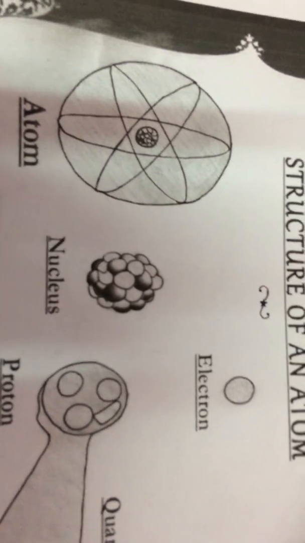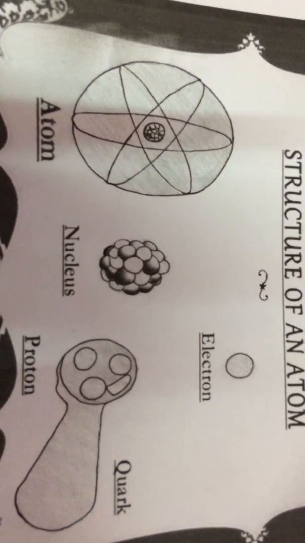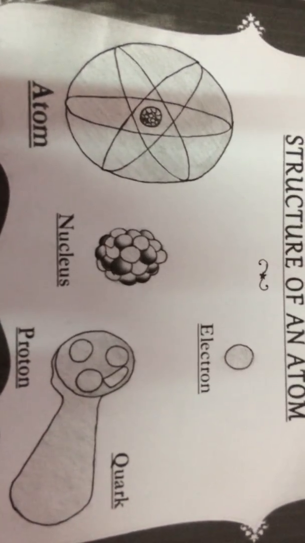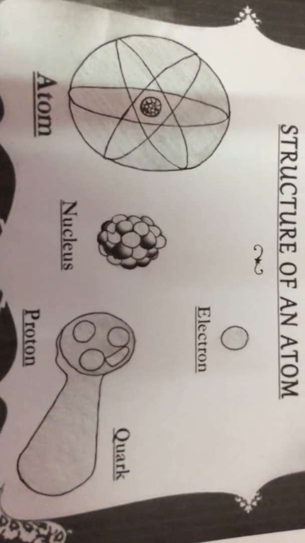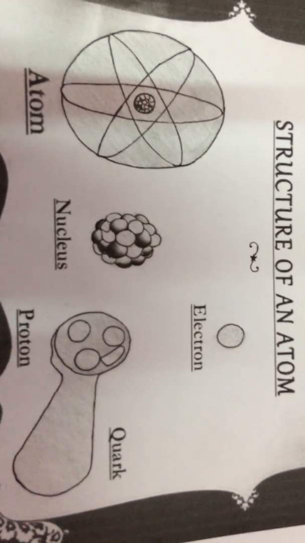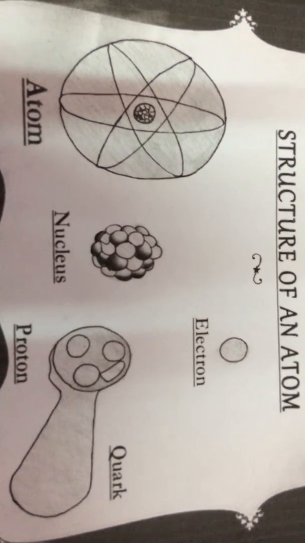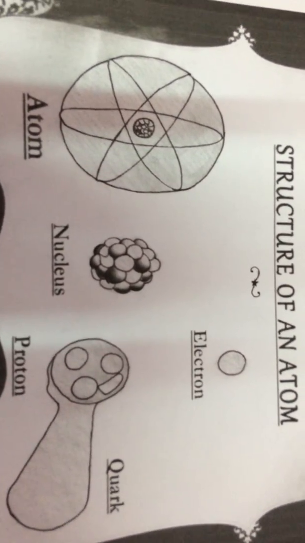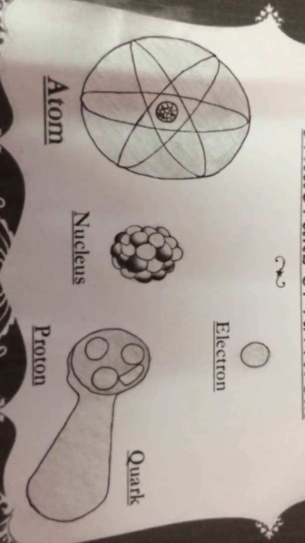Isotopes, isobars and isotones. The atoms of the same element which have the same atomic number but different mass number are called isotopes. The atoms of different elements having the same mass number but different atomic number are called isobars. The atoms having the same number of neutrons but different mass number are called isotones.